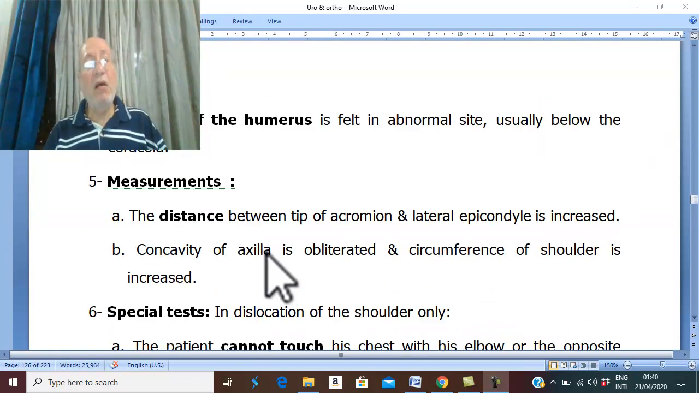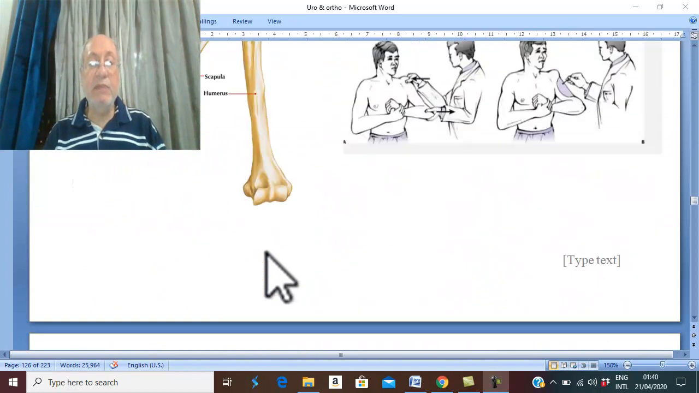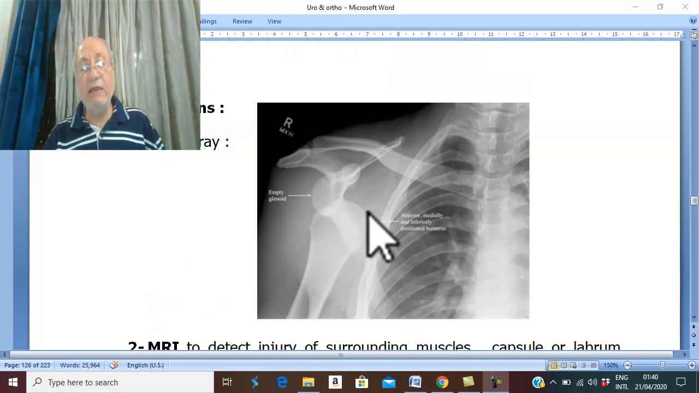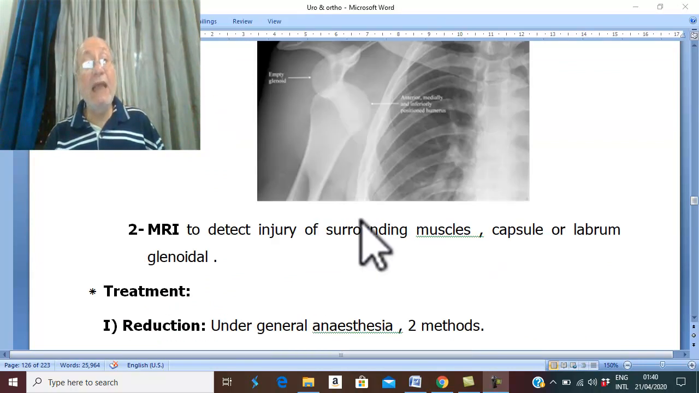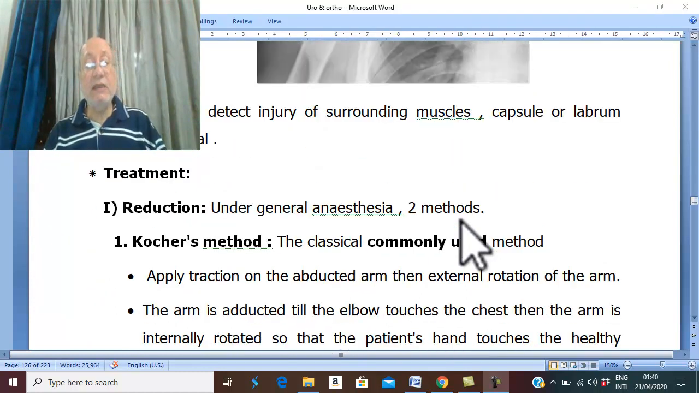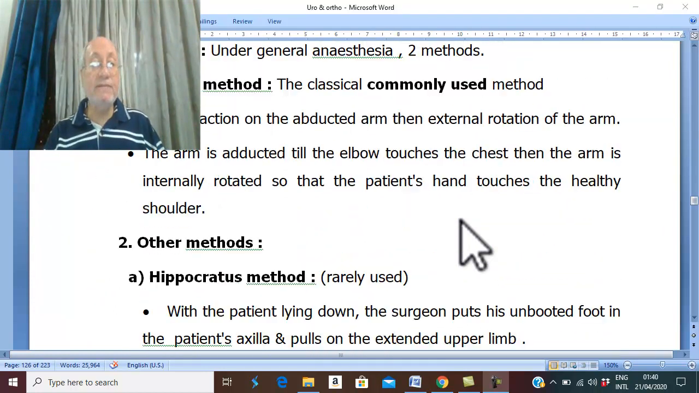What is the treatment and investigation? Shoulder plain X-ray will show the dislocation, and here MRI is very important to detect associated injury in the ligament, labrum glenoidale, supraspinatus and subscapularis muscle, to detect injury of soft tissues. What is the treatment of this patient? Reduction is usually done by the Kocher method.